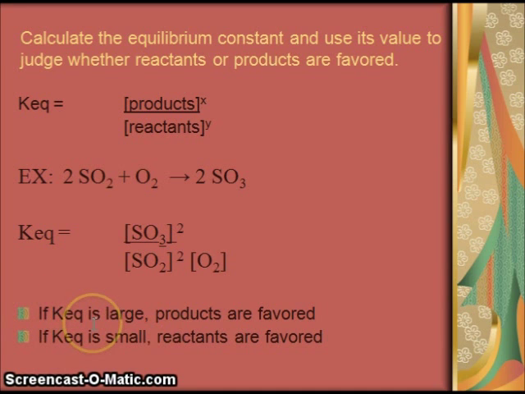If we calculate a KEQ value, if we substitute in numerical values for the amounts of products and reactants, if we have a very large KEQ, this means that the formation of products is the favored process. If we have a very small KEQ, that means that reactants are favored.